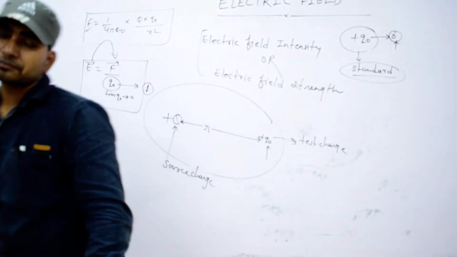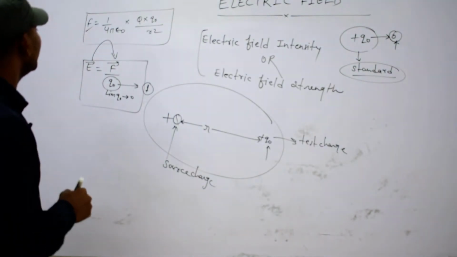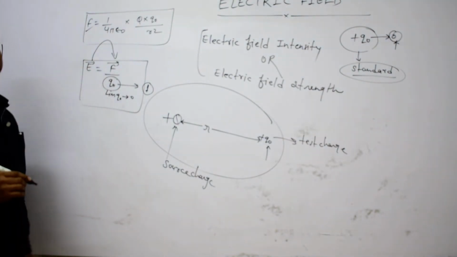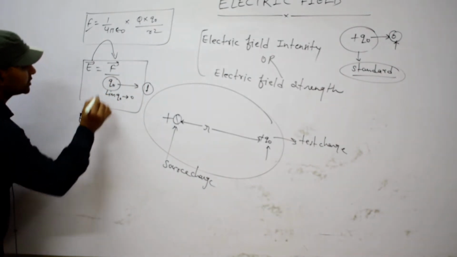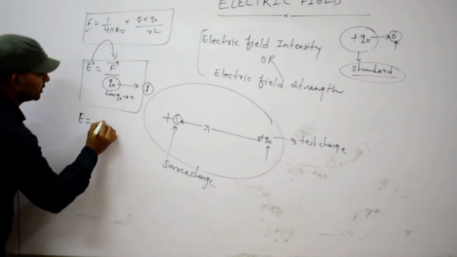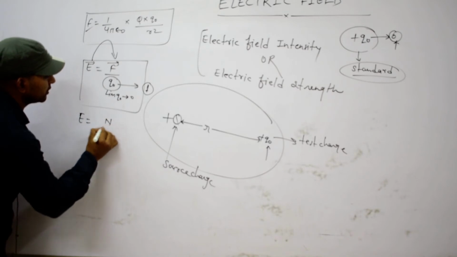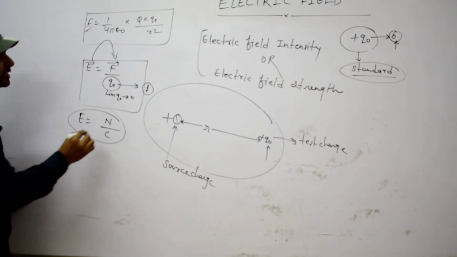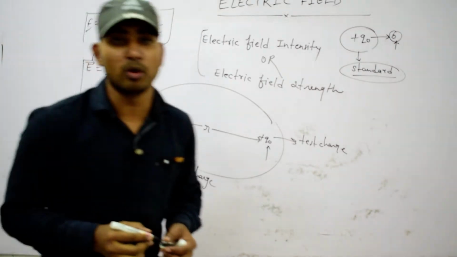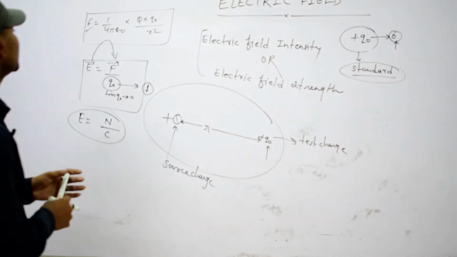Now let's suppose I need to write the unit of this E. What will the unit be? E equals F upon Q naught. The fundamental unit of force is Newton, and for charge, Coulomb. So the unit of electric field intensity is Newton per Coulomb.